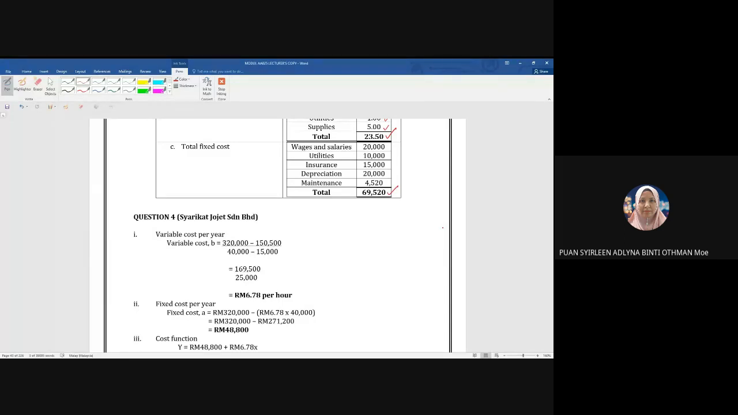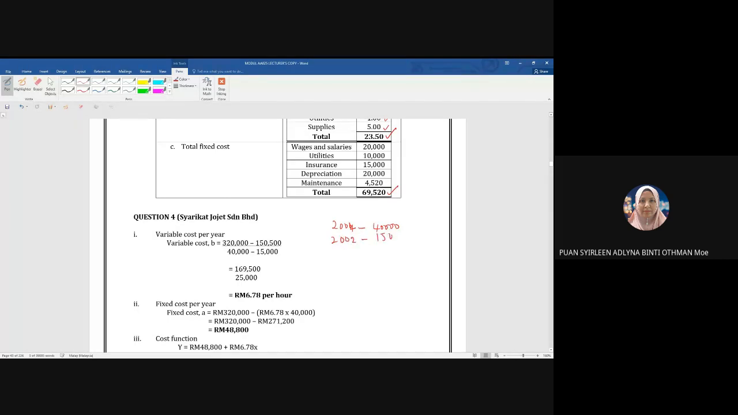Okay, alright. So kita punya highest ialah pada okay, this one dia tak guna unit produce, okay, tapi dia guna machine hours. Okay, so your highest point for your machine hours ialah 40,000, iaitu pada tahun 2004. Alright. So 2004, your highest point for machine hours is 40,000 and your lowest is 15,000, which is tahun 2002.